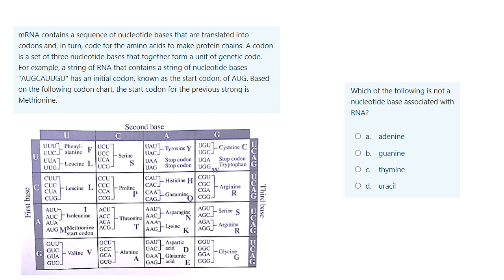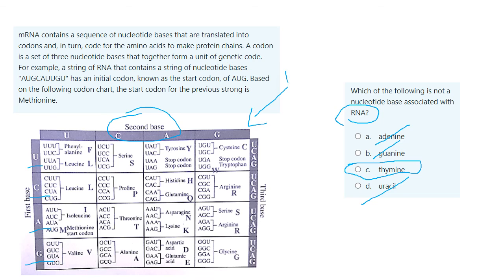Final question. Which of the following nucleotide base is not associated with RNA? Now, again, we're not looking at DNA. DNA, which is adenine, cytosine, guanine, and thymine. We're looking at RNA. And we have bases. U, C, A, G. U is the uracil. C is not here, but it's cytosine. A, the adenine, and G, the guanine. T is not included in the RNA.